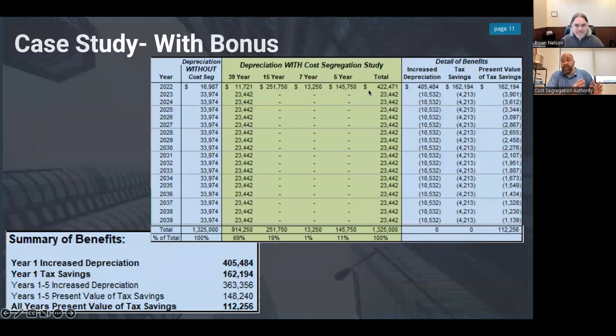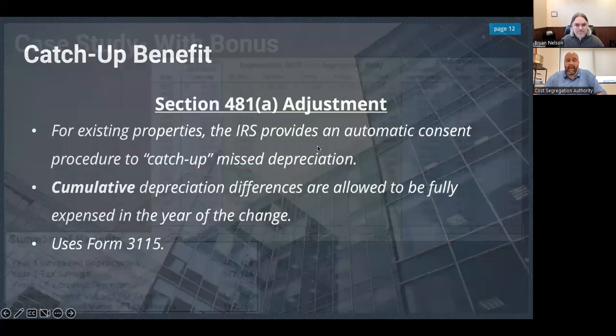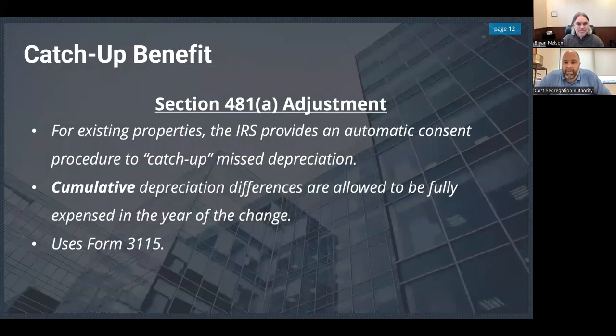But now with bonus, you're saying I can move it from 39 to 5 and get another bump on the first year. Creates massive deductions and really can increase cash flow for investors. So that's kind of how bonus depreciation works. So let's talk a little bit now about catch-up depreciation.